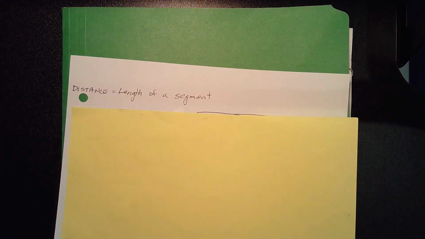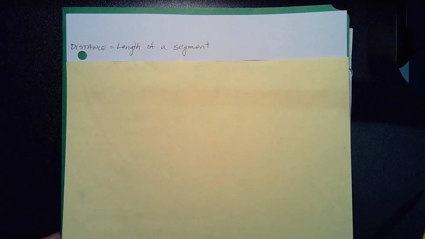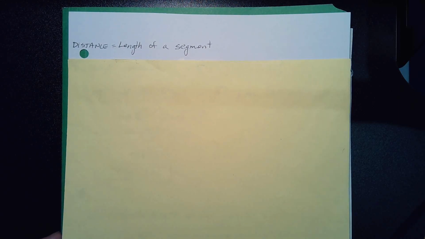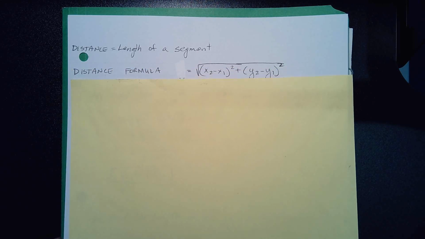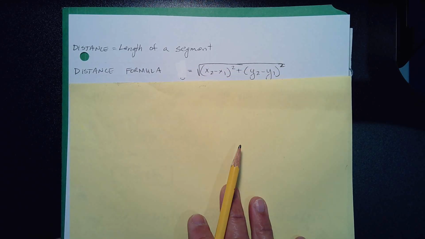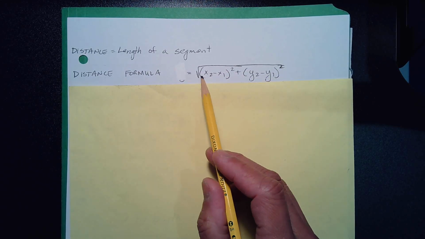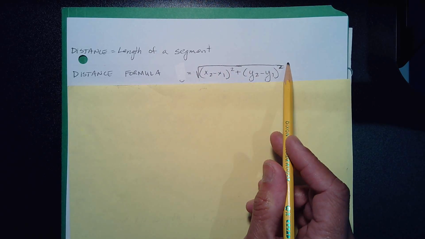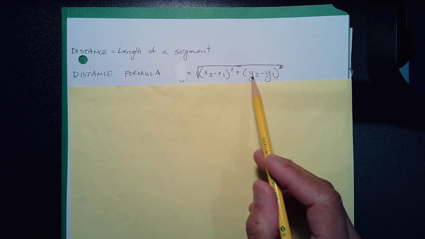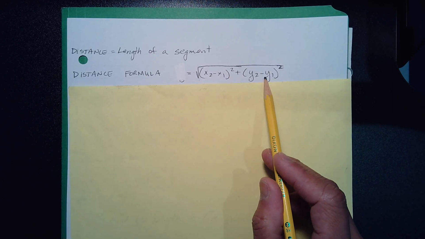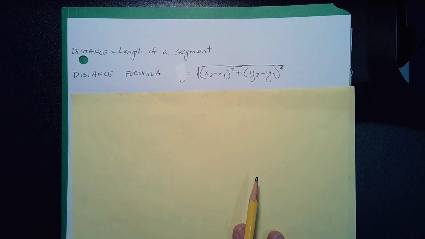Alright, next we're going to go over the distance formula. First, the distance is the length of a segment. So it's when you measure the length of a segment. That's what a distance is. The distance formula between 2 points is the square root of the quantity x2 minus x1 squared plus y sub 2 minus y sub 1 squared.